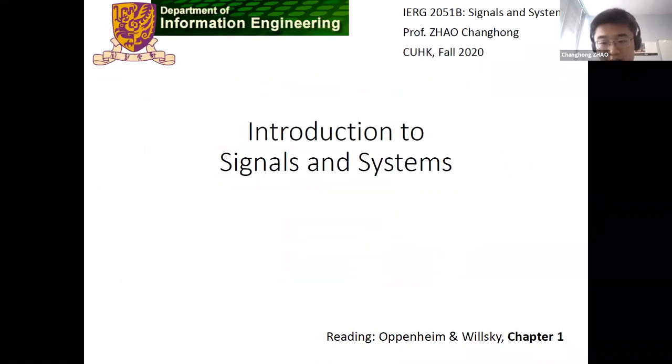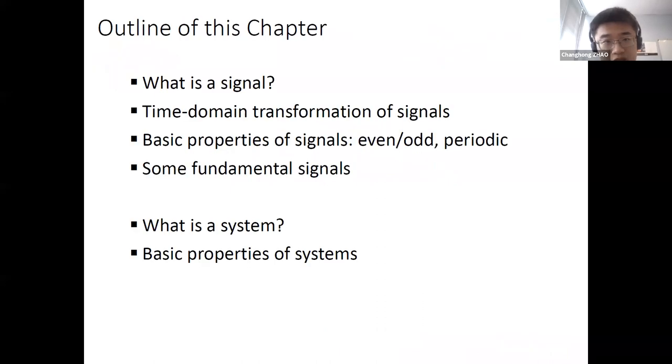So for the introduction, you are recommended to read the textbook chapter 1. In this chapter, we will learn what is a signal. We will learn some basic operations of signals. I call it time domain transformation of signals. Some basic properties of signals, in particular, whether a signal is an even signal or an odd signal, or whether a signal is periodic. We will also get to know some fundamental signals like impulse, like step signal.